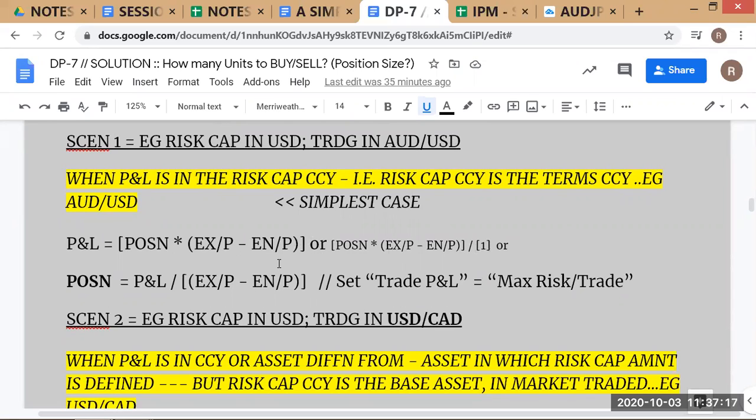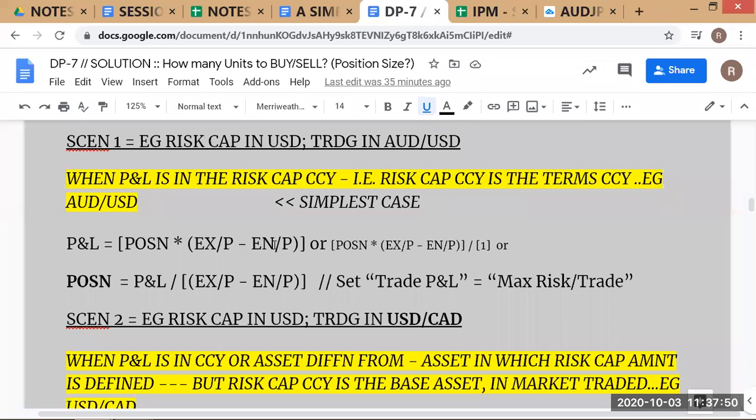Yes, sir. So, once you understand this, then you can solve everything by proceeding in a slow and stepwise manner. The RHS of the PNL modeling will have 2 parts. First part will generate the PNL in the terms asset. And the second part will be a factor to convert the PNL in the terms asset to PNL in the risk cap currency. Okay, you understood the second part?